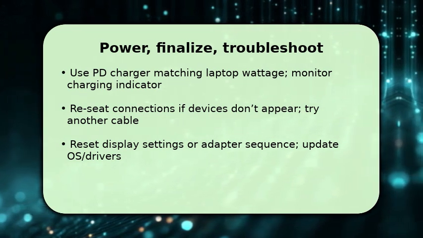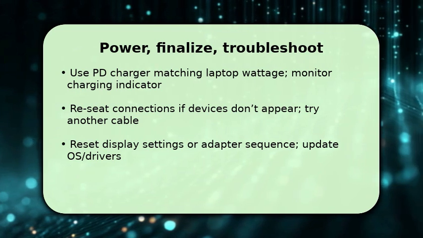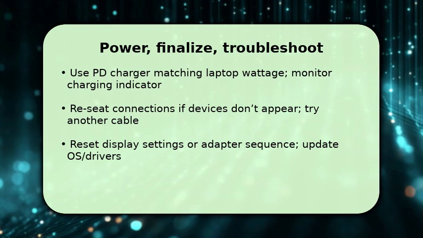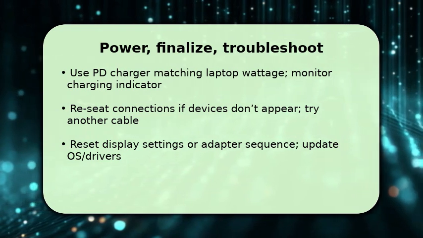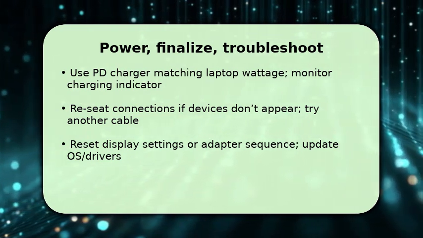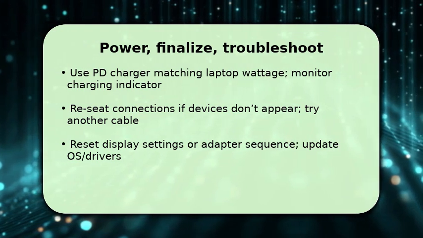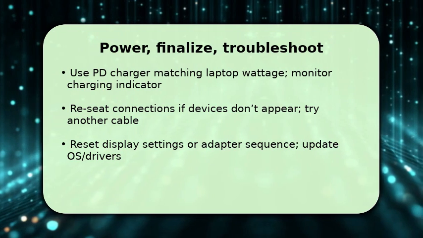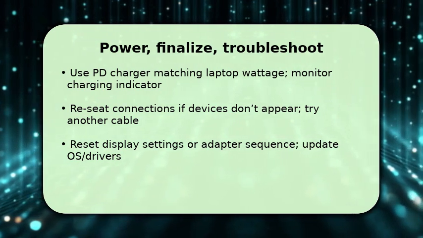If a peripheral does not appear, make sure to reseat the cable, try a different certified USB-C cable, and reconnect in a specific order: power, video, then data. If issues persist, reset display settings, reboot the laptop, and update system drivers. These actions resolve most handshake and compatibility problems quickly.